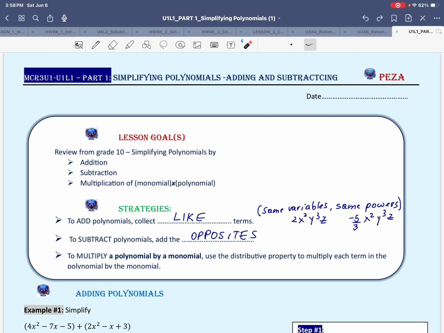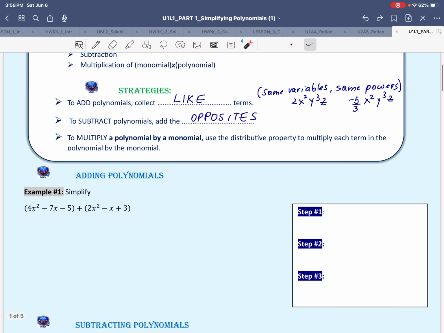So we're going to take a look at some examples, starting off with example number 1. We have this trinomial 4x squared minus 7x minus 5 added to 2x squared minus x plus 3. So this is an example of polynomial addition. And step number 1 is going to be to remove the brackets. So removing brackets is easy. When you have an addition, you just simply don't write them in the next step. So you would rewrite the expression as is. Nothing changes besides the fact that there are no brackets.